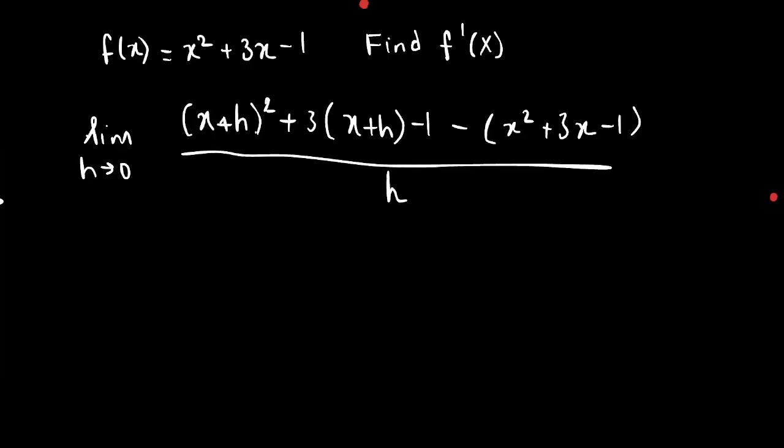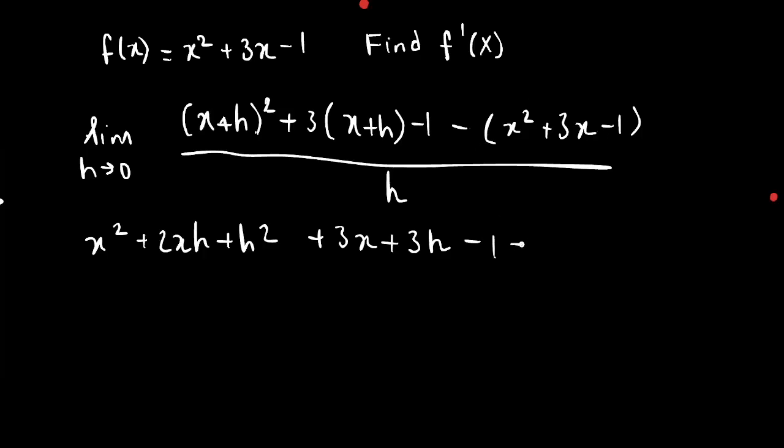So now we can just simply expand and then simplify the numerator here, right? This is some basic algebra here. So our x plus h squared simply becomes x squared plus 2xh plus h squared. The 3 times x plus h becomes 3x plus 3h minus 1. And then we distribute the negative here, so minus x squared minus 3x plus 1.